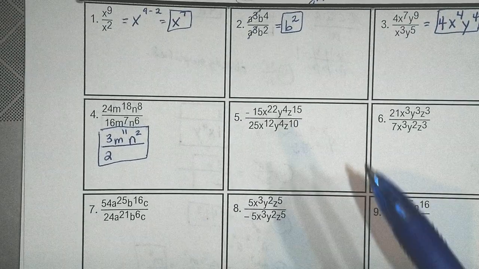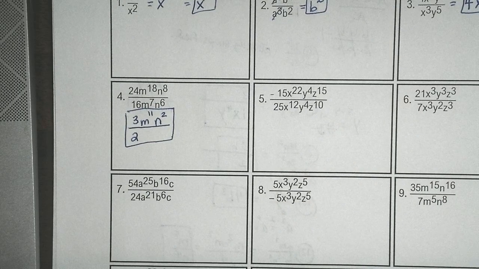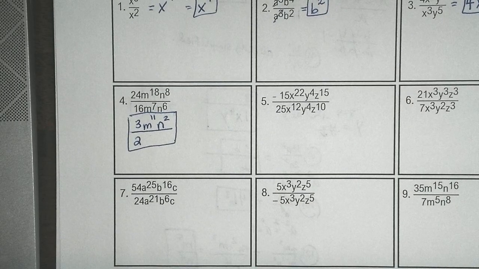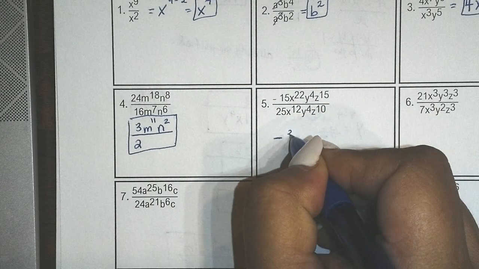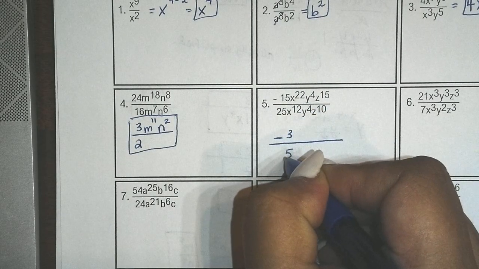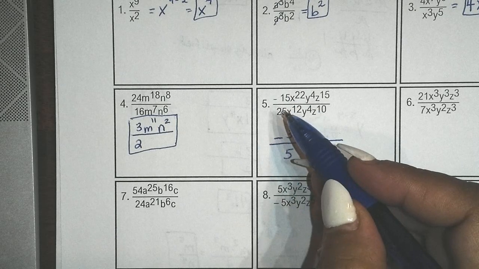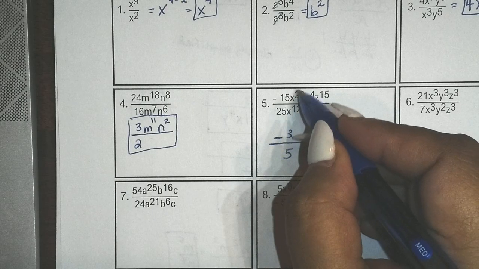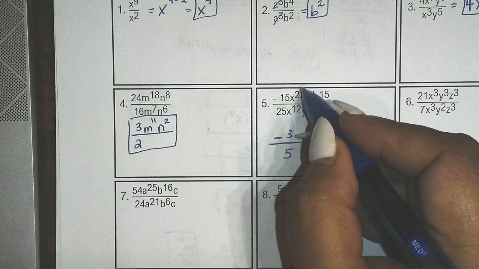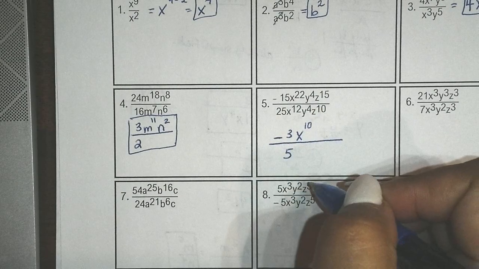All right, let's look at number 5. 15 and 25, factor of 5. I can reduce that by a factor of 5. So this is going to be negative 3/5, because negative 15 divided by 5 is negative 3, and 25 divided by 5 is 5. Now let's look at the x's. We've got 22 minus 12, because again, we're subtracting our exponents. That's x to the 10th power.